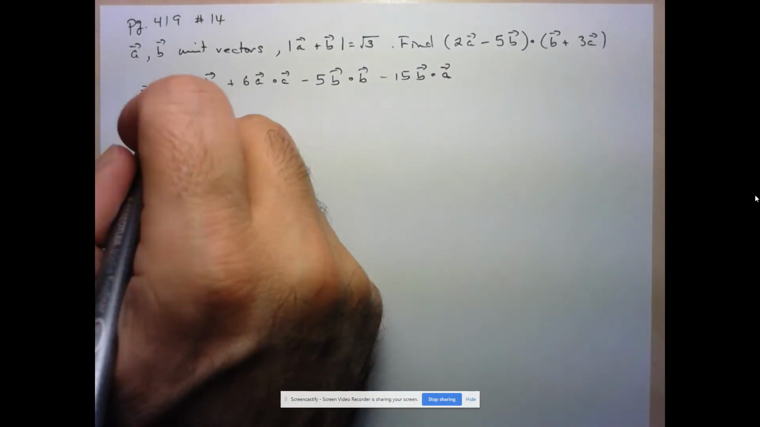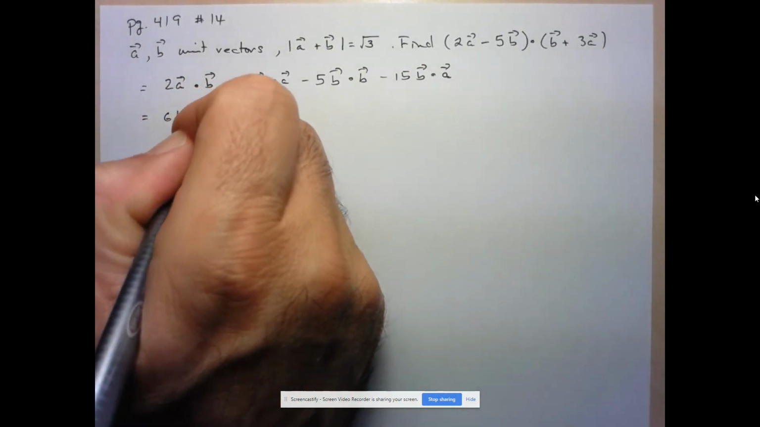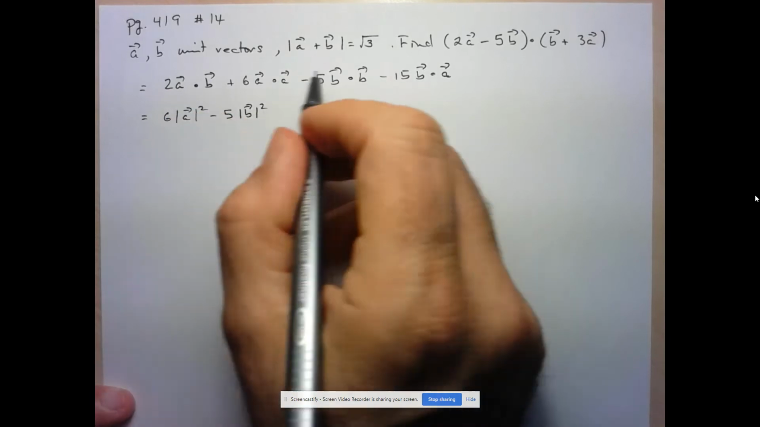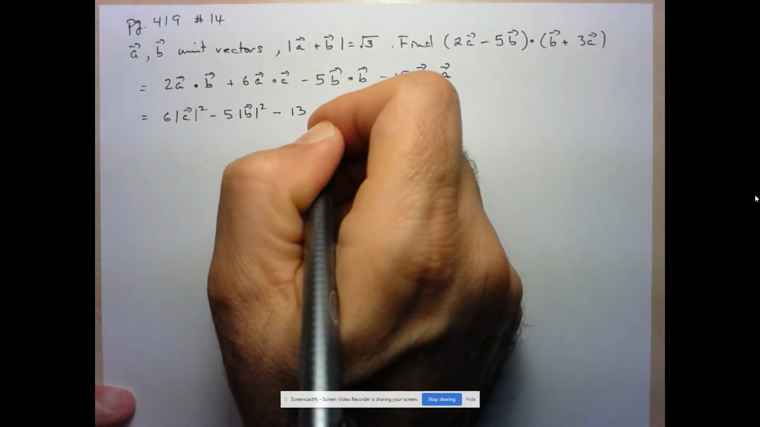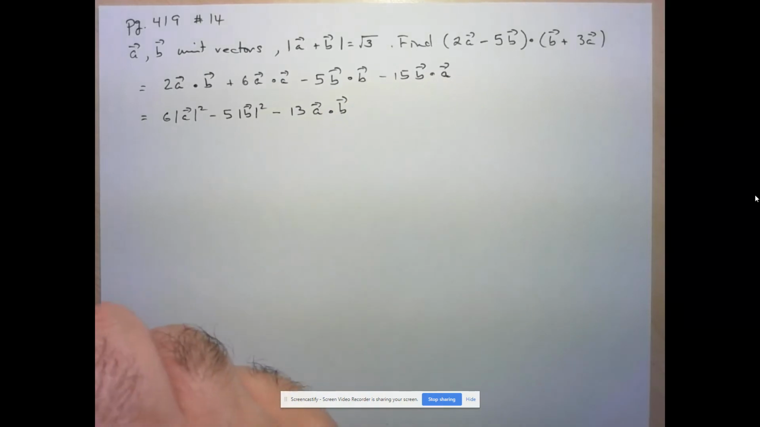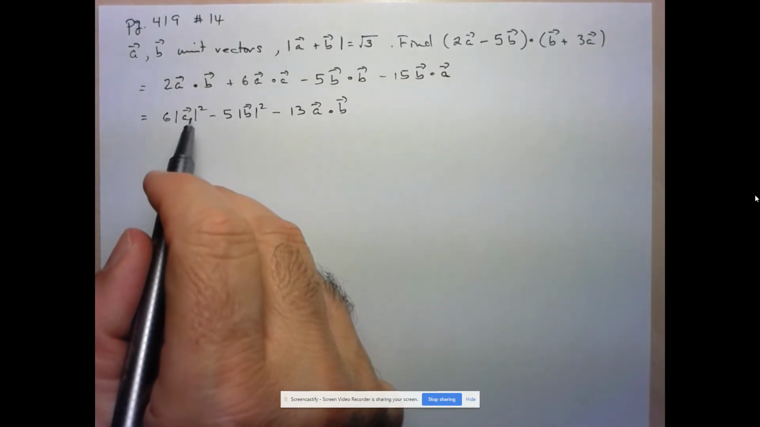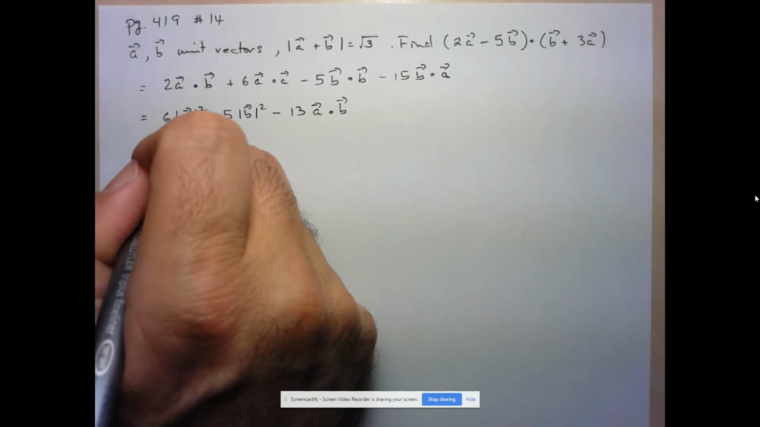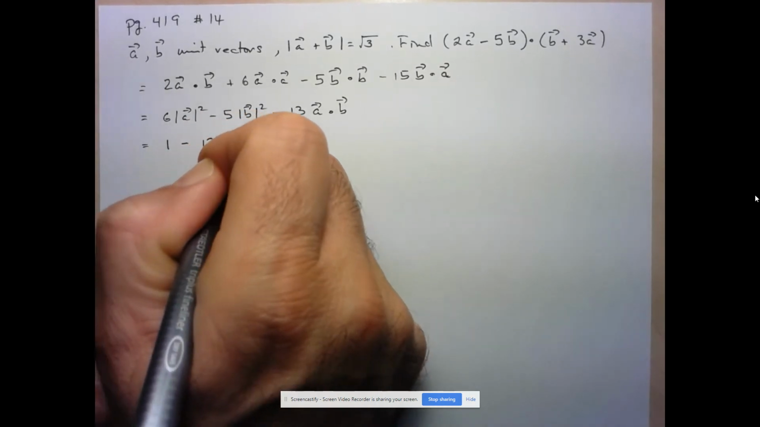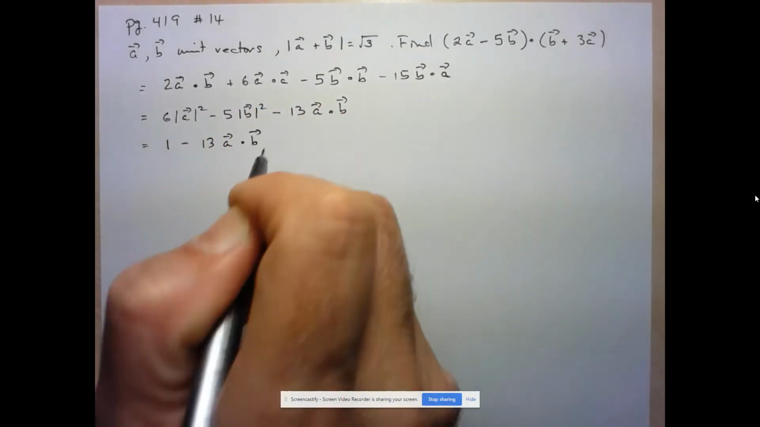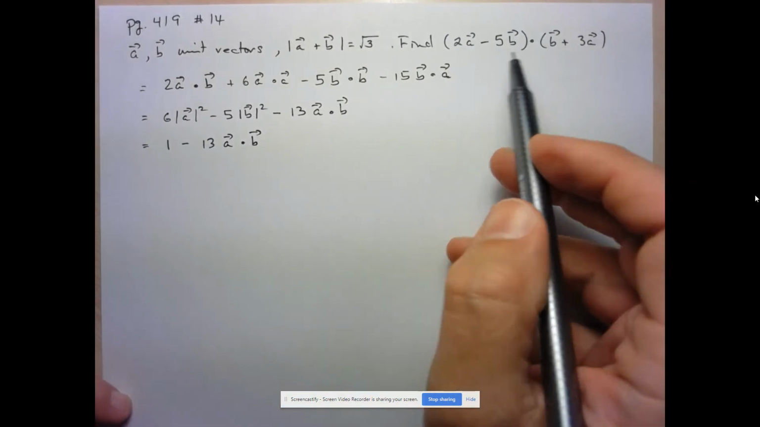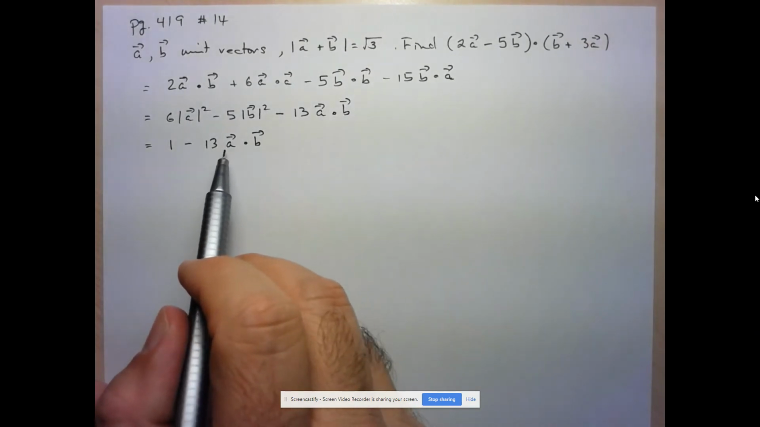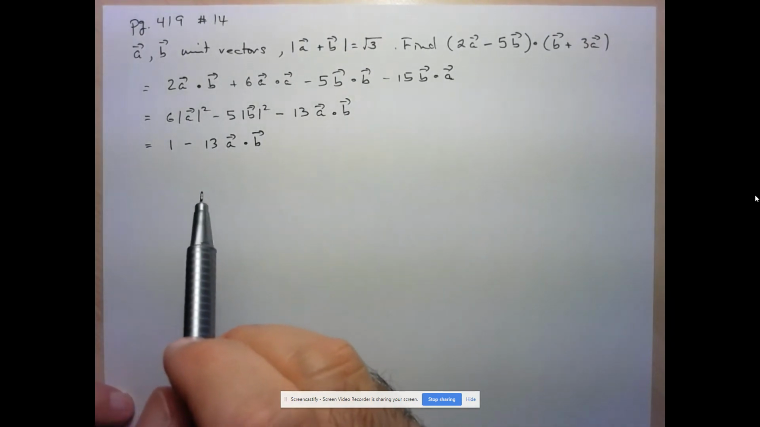So here we've got 6 times the magnitude of A squared. Here we've got minus 5 times the magnitude of B squared. And then here we've got 2 minus 15, so minus 13 A dot B. All right. These are unit vectors. So these just have magnitude 1. Squared is still 1. So 6 minus 5. So we're left with here just 1 minus 13 A dot B. Okay, so we've taken this whole expression, and after expanding and simplifying, we've essentially reduced it to just determining A dot B.